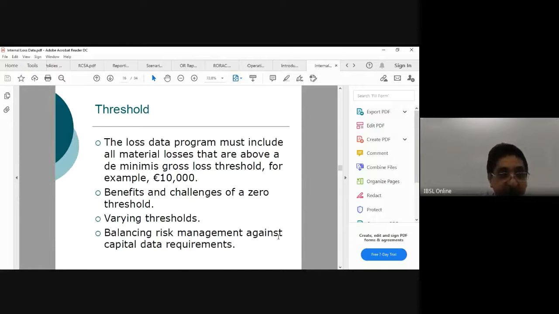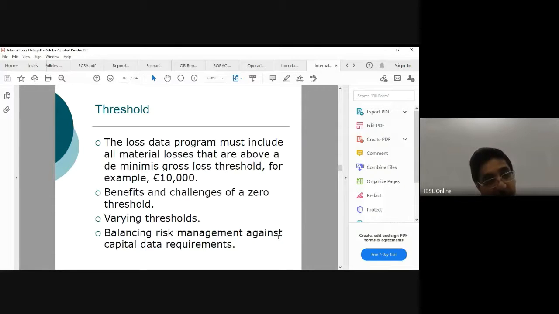Now here they have given an example also. Loss data program must include all material losses. Now the word material is very important here. All material losses. Now threshold: if you don't have a threshold, everything you have to report.